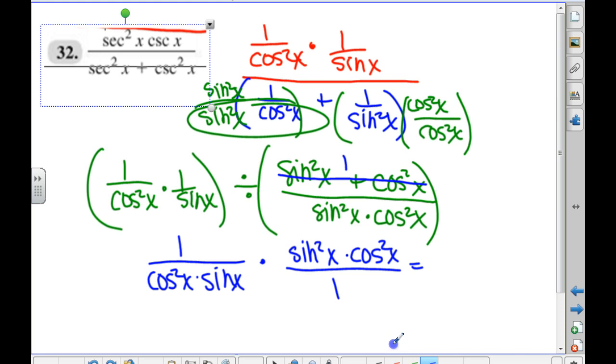Does everything cancel? No. Sine? No, because remember the trick was earlier on, this was only a sine, not a sine squared. So the cosine squared, why can I cancel all of a sudden? Because you're multiplying. There's no addition left anywhere. Okay. So this sine squared divided by a sine is just a sine of x.